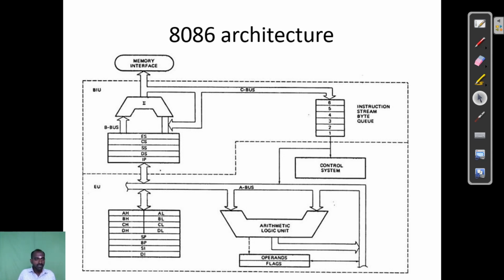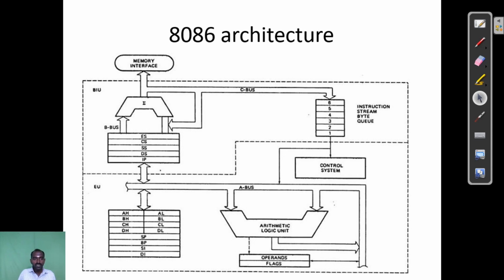The bus interface unit consists of segment registers, address generation, and the instruction queue. These three are the elements of the bus interface unit.